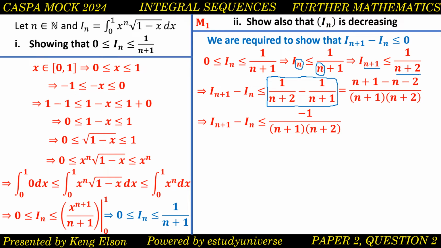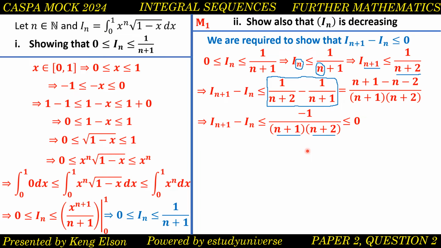But we know that n is a natural number, therefore it is positive. So n plus 1 as well will be positive, and n plus 2 will also be positive. When you multiply two positive quantities, the result is positive. So the denominator of this ratio is positive and the numerator is negative. And if we take negative divided by positive, it's going to be negative. So everything will be less than or equal to 0.